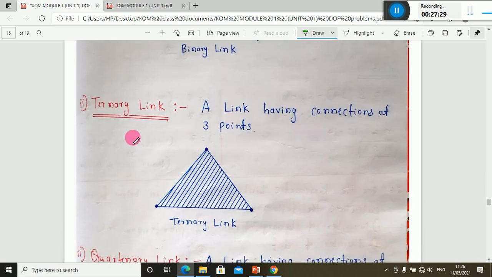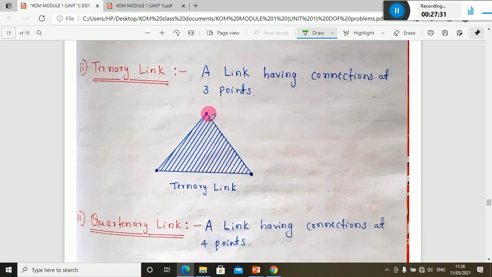And what about this ternary link? You can consider this as a ternary link or a triangular plate. It has three connections. It can have three more connections with other kinematic links, at this point, this point and this point. Hence, I can call this a ternary link, which is similar to a triangular plate.